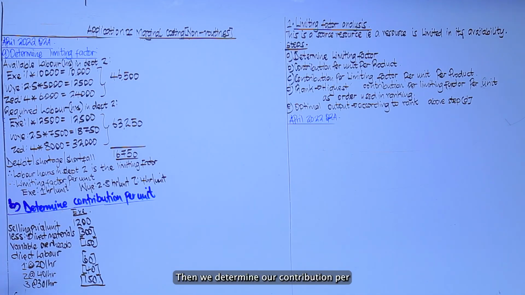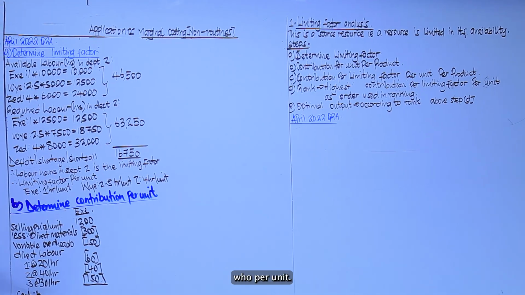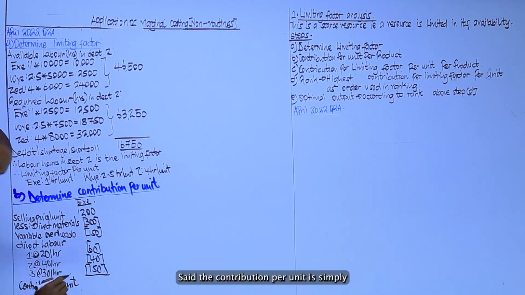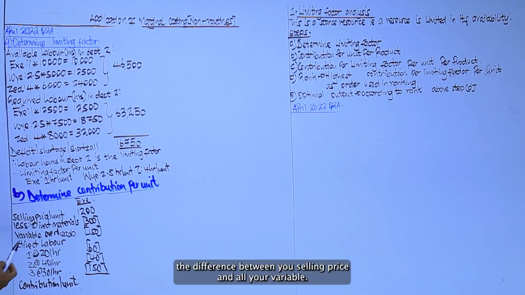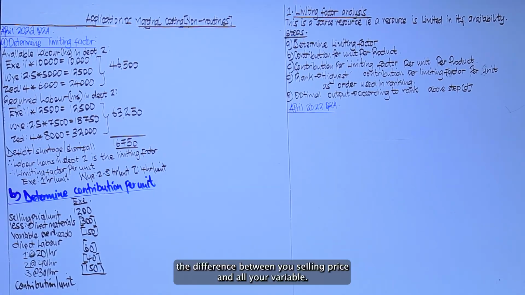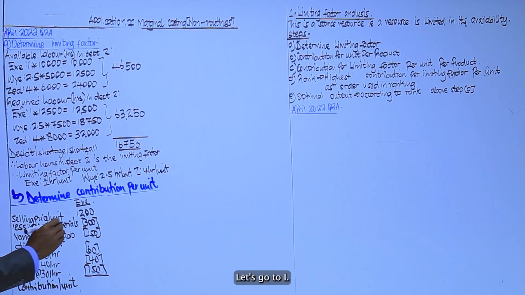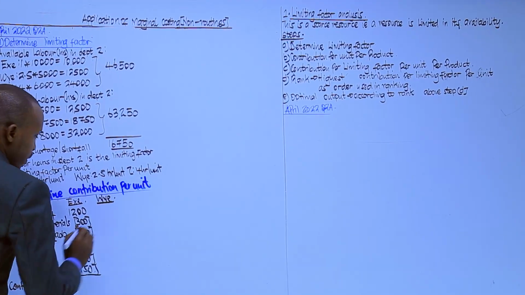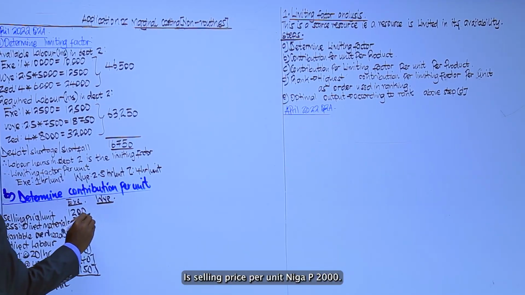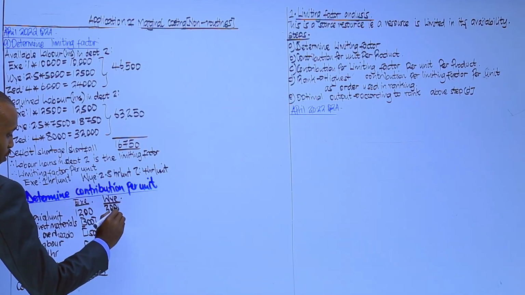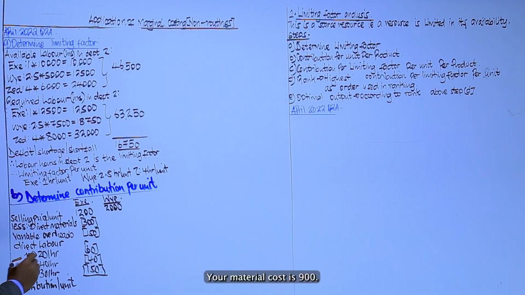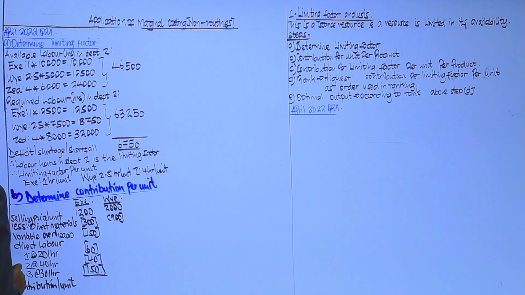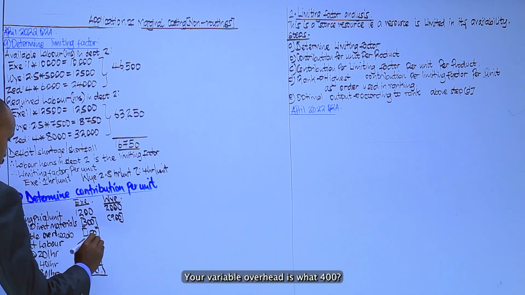Then we determine our contribution per unit. We've said the contribution per unit is simply the difference between your selling price and all your variable costs. Let's go to Y. Your selling price per unit ni ngapi? 2000. Your material cost is 900. Your variable overhead is what?